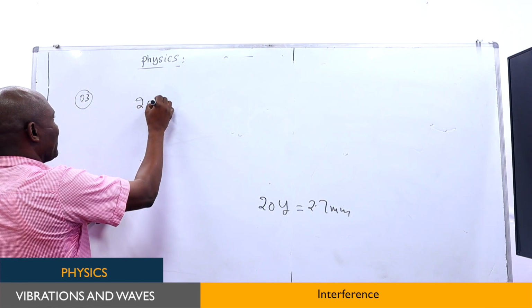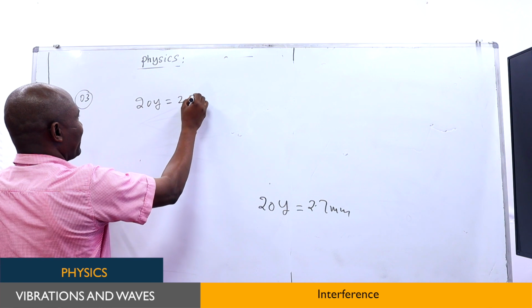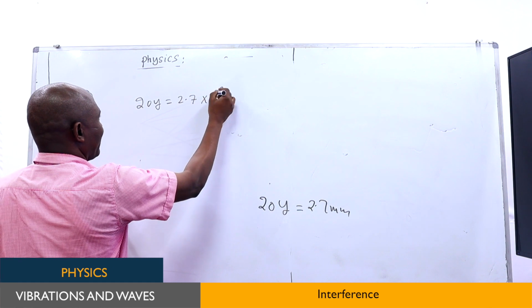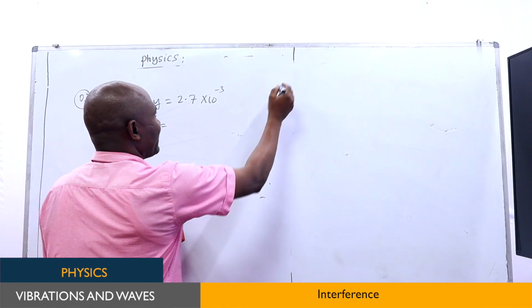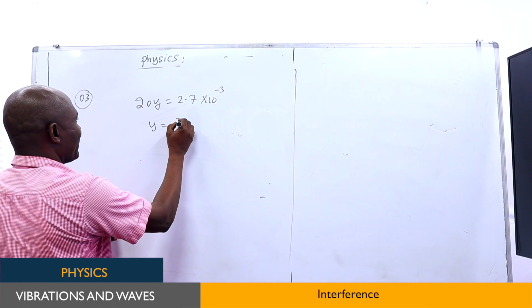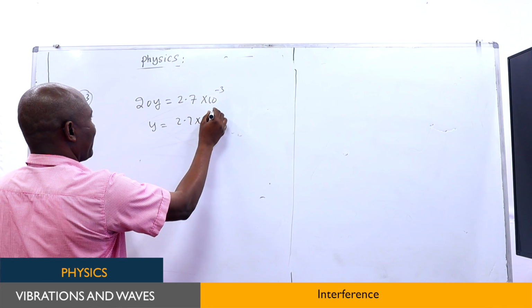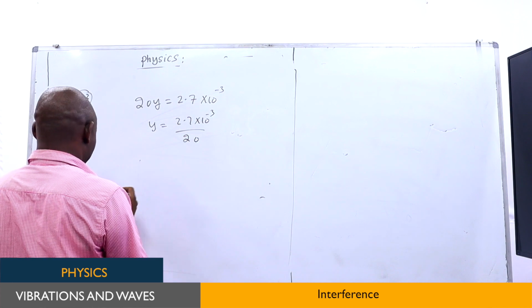20y equals 2.7 times 10 negative 3. You can find what is y here. What will be the fringe separation here? It is given by 2.7 times 10 negative 3 divided by 20.